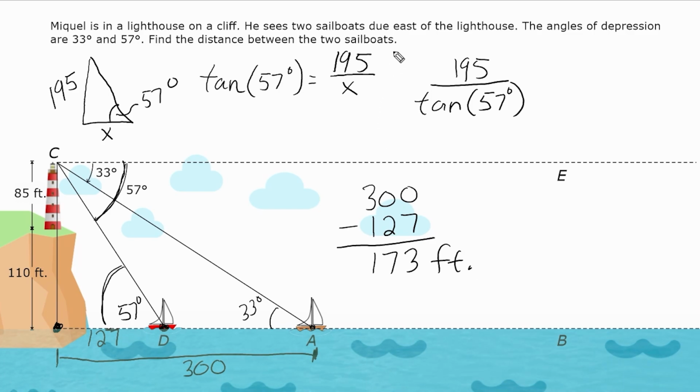Now notice in this problem, they did not ask us to round to the nearest hundredth or the nearest tenth. So as I went along, I just made a decision to round everything to the nearest whole foot. But if a problem were to ask you to round to the nearest tenth or hundredth or something like that, this answer could be slightly different. It could be like 172 or maybe 174. But I'm comfortable with just saying that the distance between these two sailboats is approximately 173 feet.